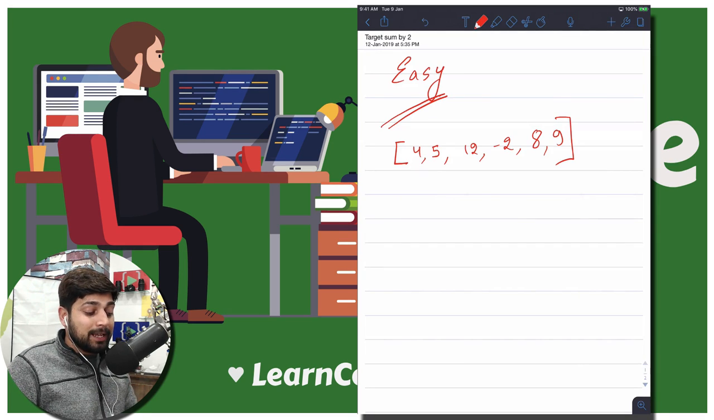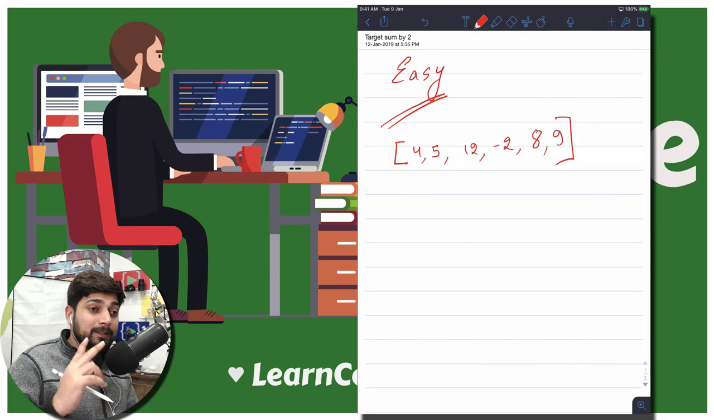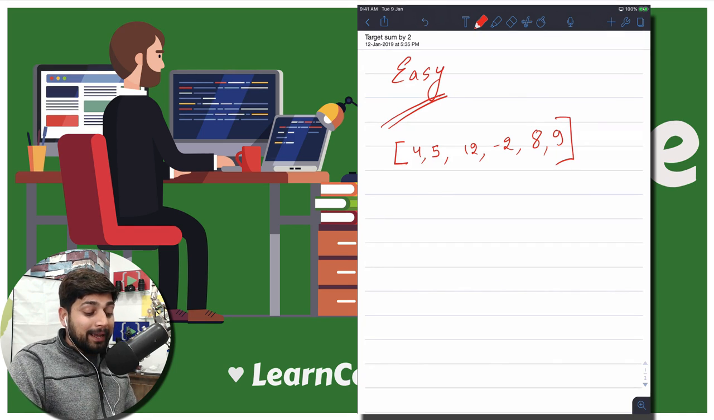This challenge is named Target Sum by 2. Remember the name here because there will be future challenges which will almost be similar but will involve a little bit of a number game. So this challenge name is Target Sum by 2. It is considered one of the very entry-level challenges in competitive programming as well as in coding interviews, but will teach you a lot about data structures and, of course, traversing the data structures as well. So here you can see we have got an array.